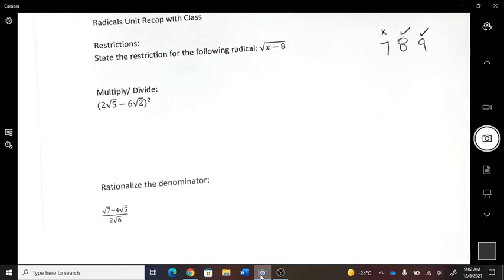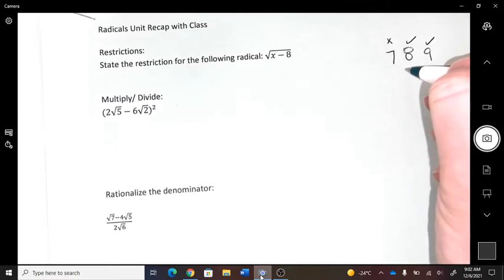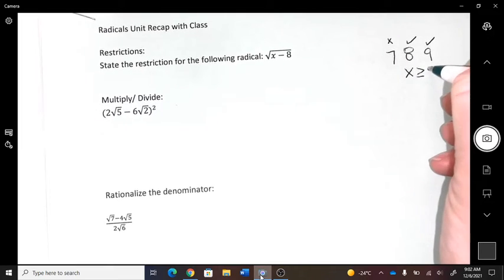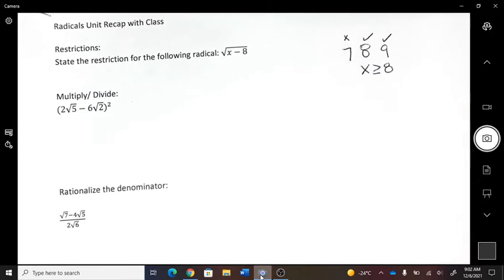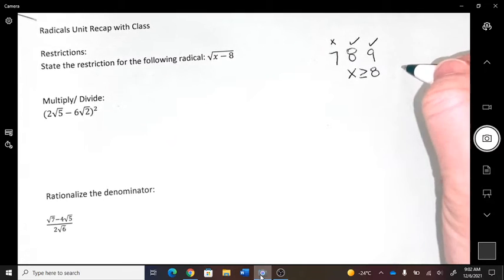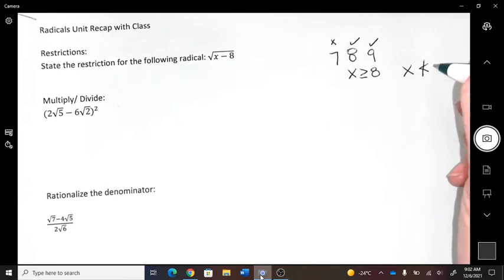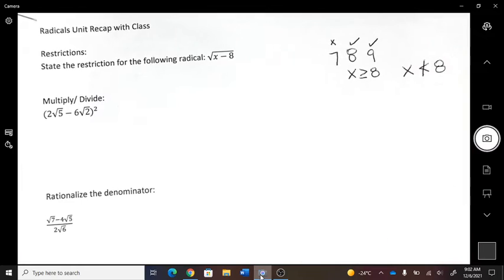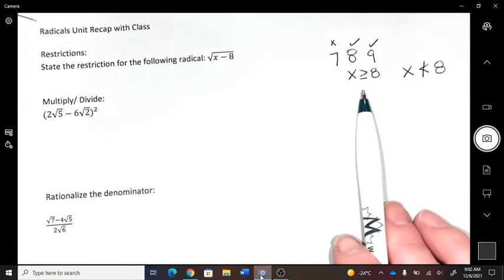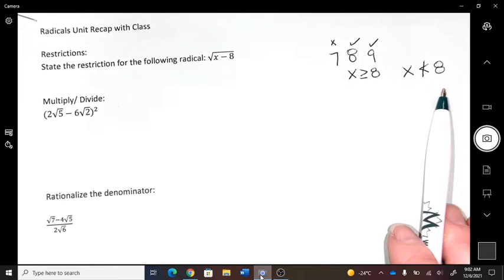So you could make this statement: X has to be greater or equal to 8. Or you could make this statement: X cannot be less than 8. Either one works for me. You can make this statement that says X has to be this or X cannot be that.